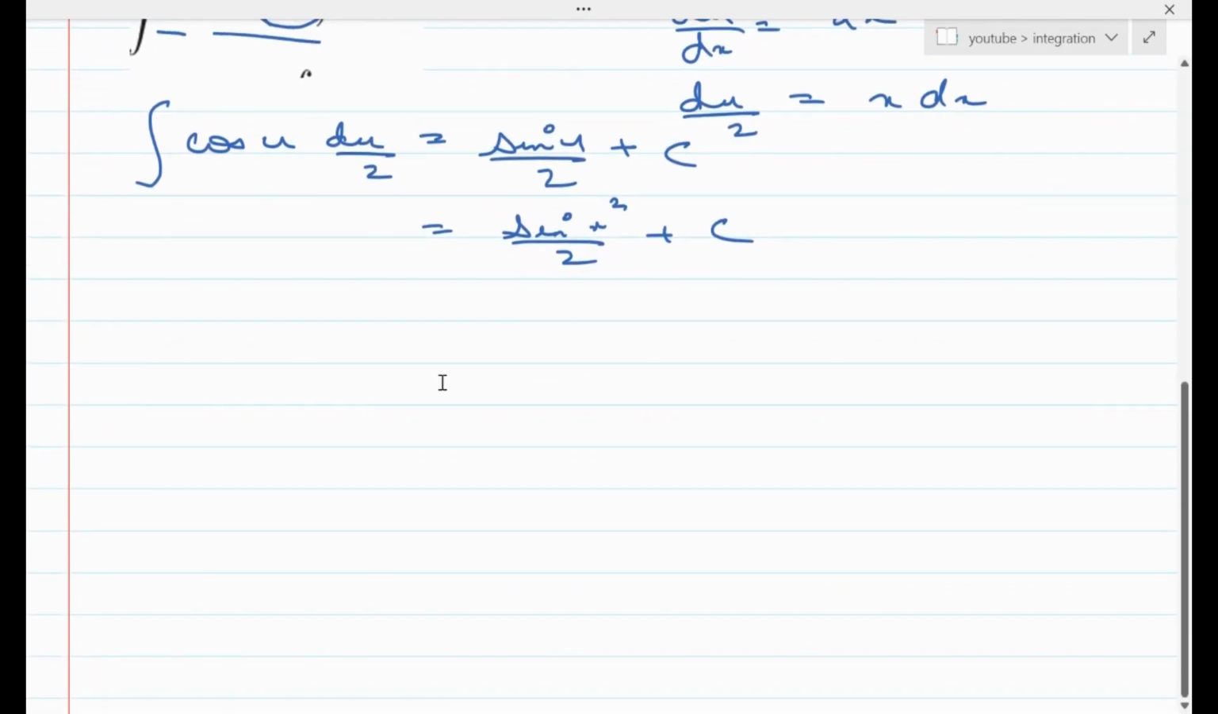So this is one of the basic models of substitution where we are just finding the values that need to be substituted. Now let's do a different model of questions.